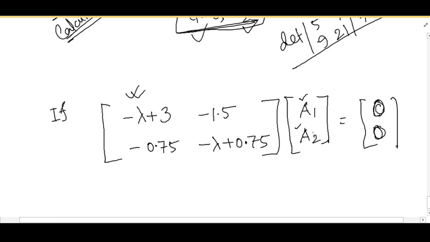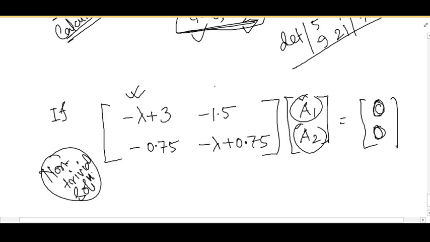But if you know that a1 and a2 are non-zero values, that you don't know the exact value of a1 and a2, but you know that a1 and a2 cannot be 0, that means a non-trivial solution exists in this case. So that means a1 and a2 will not be equal to 0. At least one will not be equal to 0.